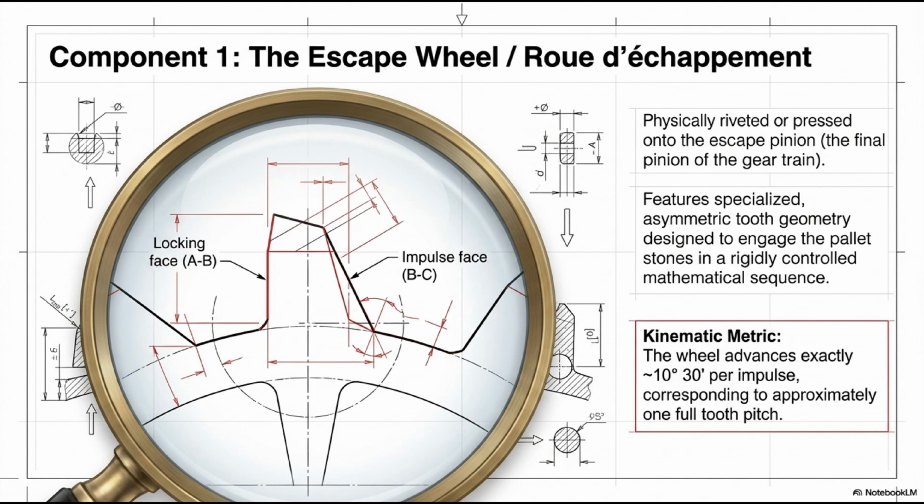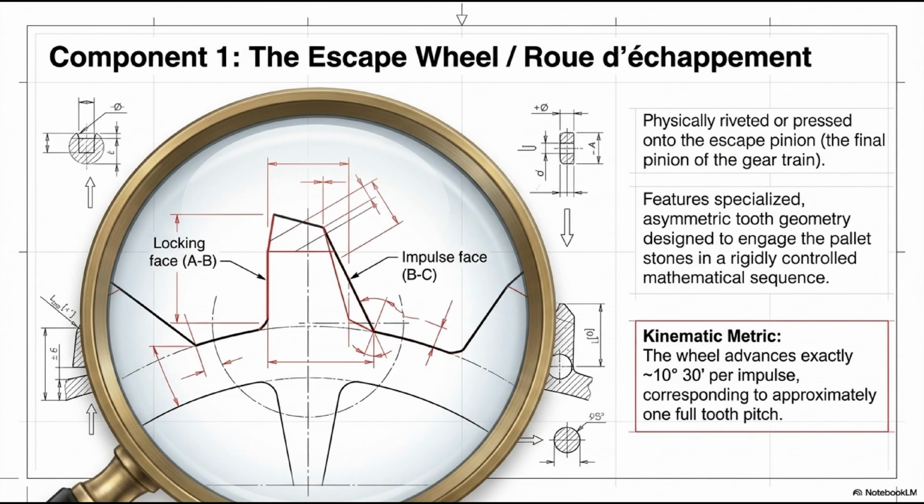Region 2, the impulse face, plan d'impulsion, spanning from point B to point C. This inclined surface slides against the pallet stone's impulse face during the impulse phase, and the interaction between these two inclined surfaces creates the driving force that pivots the pallet fork and ultimately energizes the balance wheel. The angle of inclination of this face determines how efficiently energy is transferred from the rotating wheel to the pivoting fork.